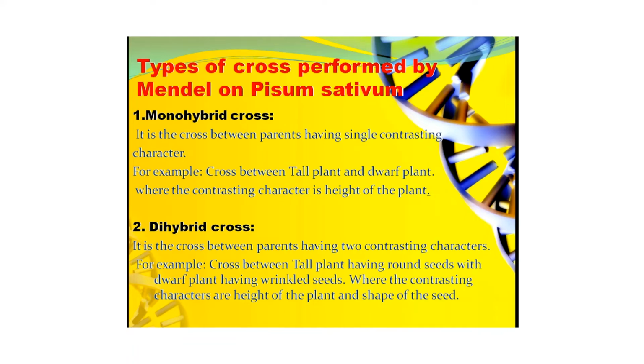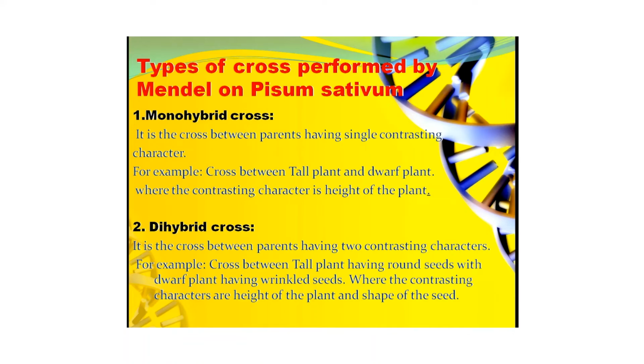So here the characteristic selected is only one. Either you are selecting height of a plant, or you are selecting shape of the seed, or you may be selecting color of the flower or position of the flower. So only one single contrasting character is selected and the parents are crossbred between them. Such kind of crosses we call monohybrid cross. So here you can see an example, there is a cross happening between a tall plant and a dwarf plant. So the contrasting character selected was height, and you can have two variations there. One parent can be tall and one parent can be dwarf.